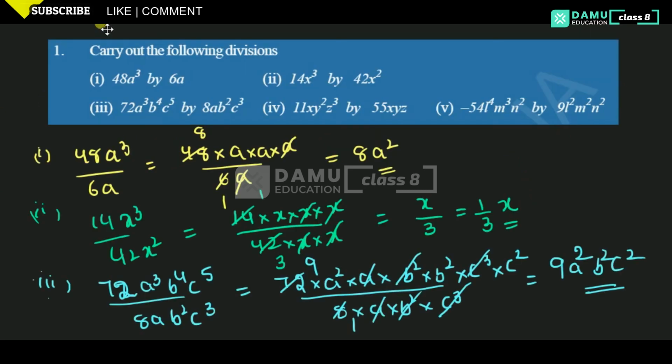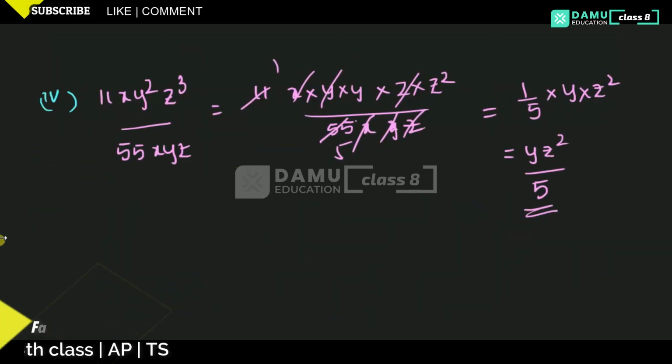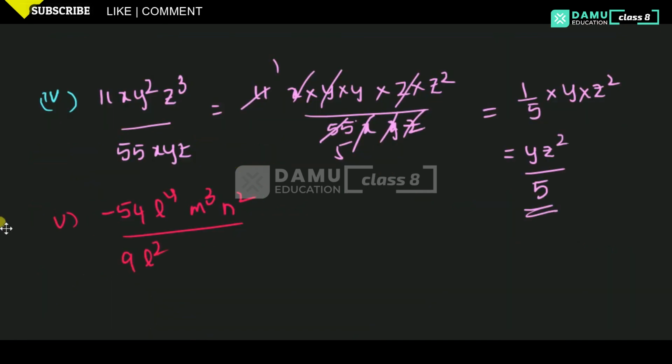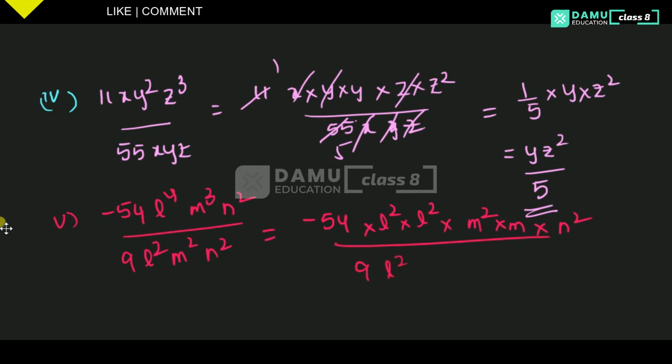Our last one, the fifth one, is minus 54 l power 4 m cube n square, whole divided by 9 l square m square n square. Based on denominator values, I'm going to divide: l square into l square, then m square into m into n square, whole divided by 9 l square m square n square. So l square cancels, m square cancels, n square is going to cancel. So 9 ones are 9, 9 sixes are 54. Minus 6, and the remaining things are l square m. That is equal to minus 6 m l square.